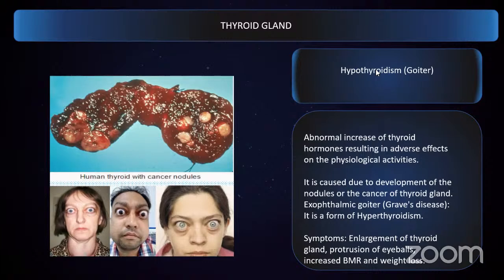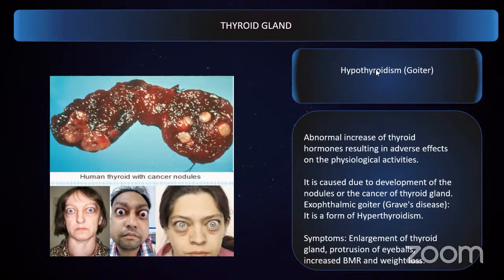In an adult, the reason for this hyperthyroidism is, in the left picture, you can see that there are nodules, or it might also lead to thyroid cancer. At this point, there is a lot of production of thyroxine, or thyroid hormone. So that leads to hyperthyroidism. It is also called exophthalmic goiter, or Graves disease.